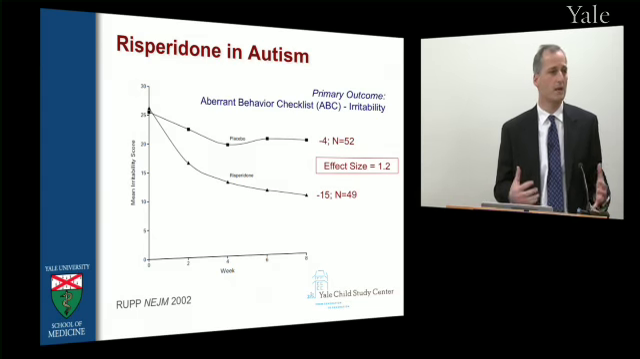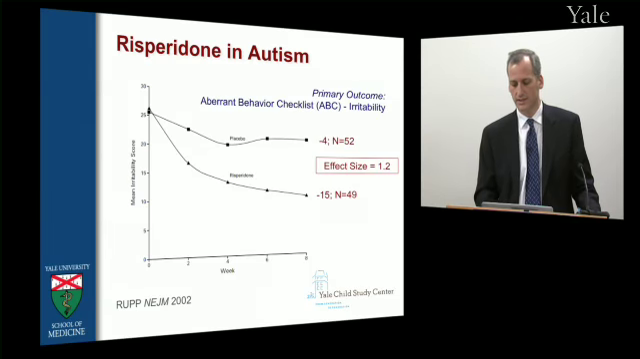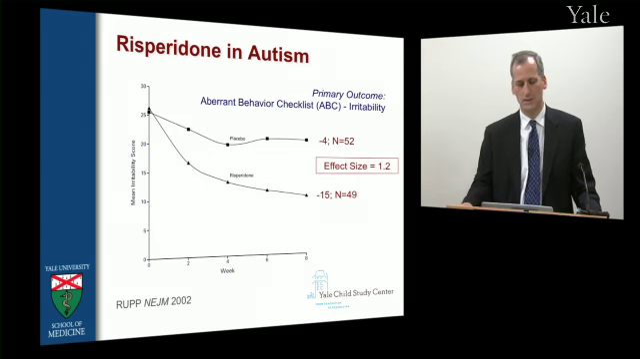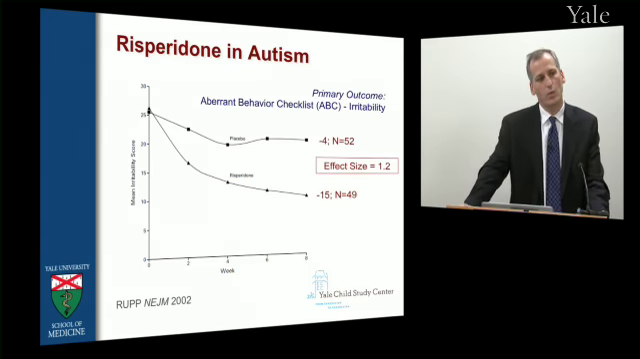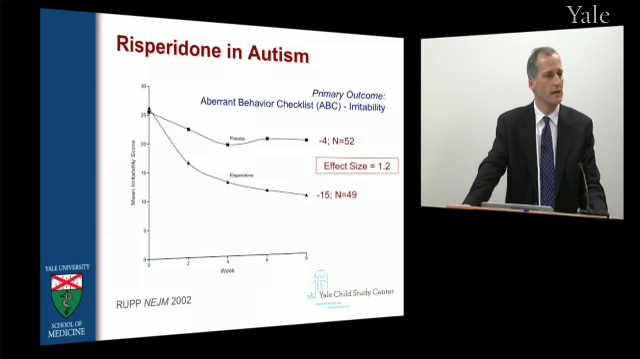If we want to give that some numbers to know, is this a little or is this a big difference? In this particular scale that was used, called the Aberrant Behavior Checklist, children with placebo, 52 of them, really didn't change much, 4 points fewer, not a real difference, compared to 15 points of decrease in those treated with risperidone. When we statistically analyze that, that comes out to be an effect size of 1.2. Effect sizes above 0.8 are considered to be large. There are relatively few, actually very few interventions in psychopharmacology that have effect sizes this big.